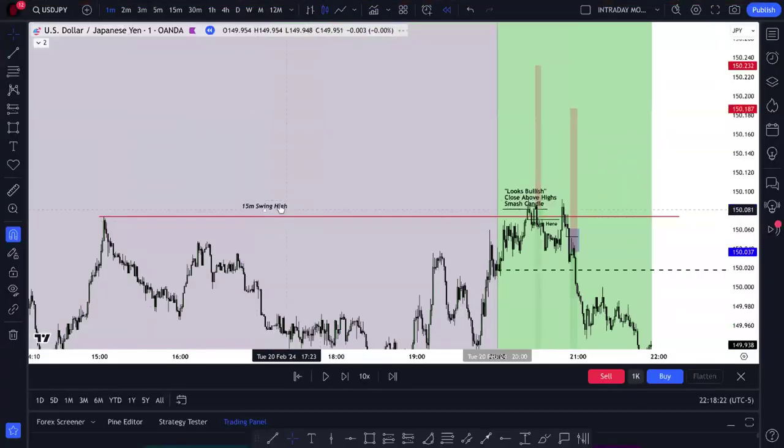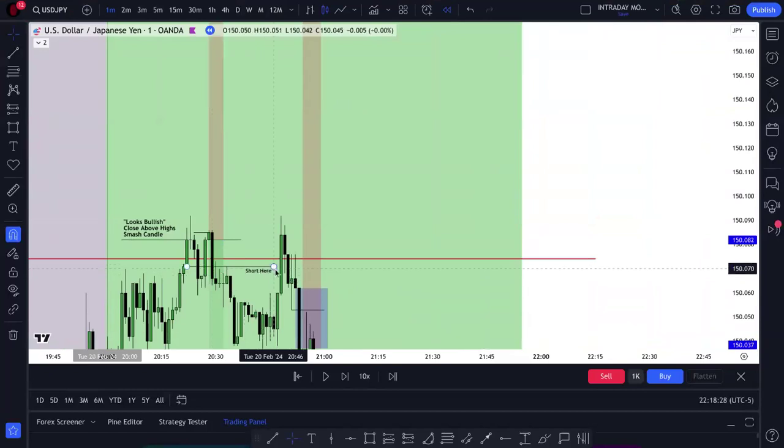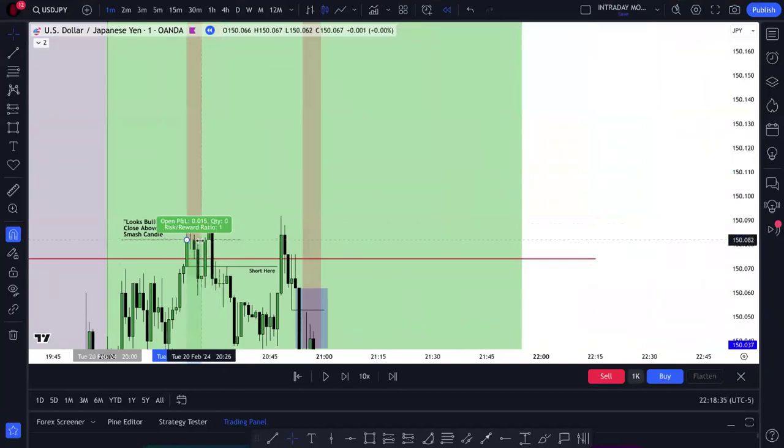So I waited for that 15-minute swing high to be broken, then I looked for that. I went short there, right on that. Short on this candle right here. So it was like that in a one-to-one scenario. And that's pretty much it.